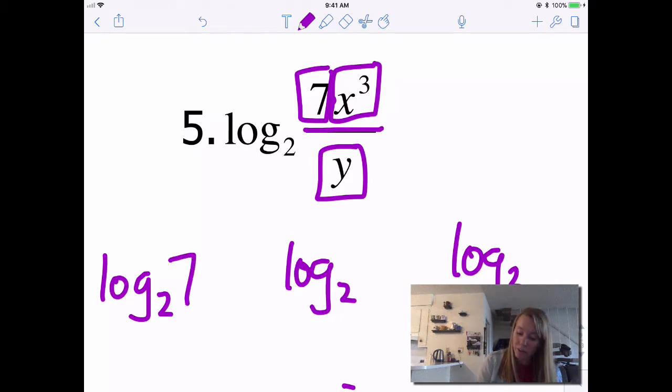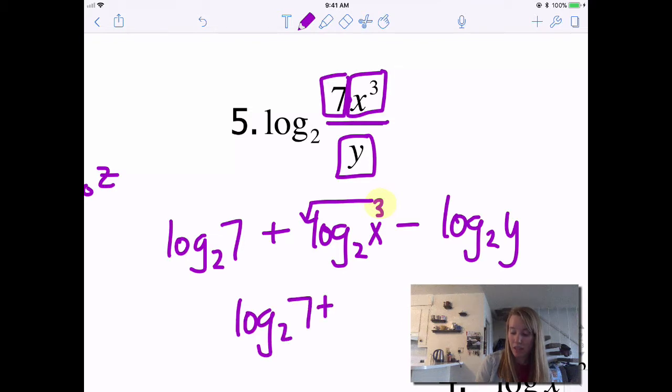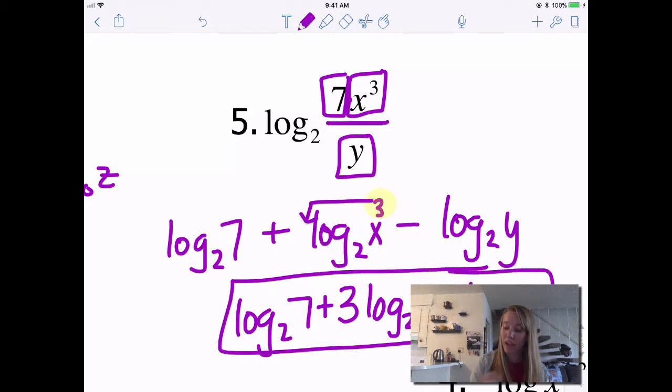So the 7 gets 1, the x cubed gets 1, and so does the y. And between the 7 and the x, those two are multiplied, so I'm going to put a plus. The division sign becomes a subtraction. And then what I still have to deal with is this power. The power can come out front. So I've got log base 2 of 7 plus 3 log base 2 of x minus log base 2 of y. And that's my final answer.